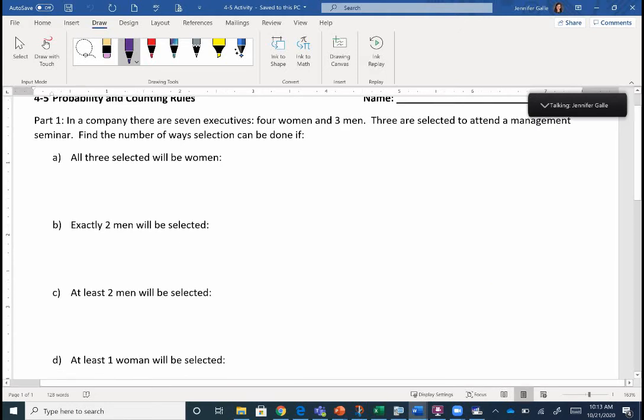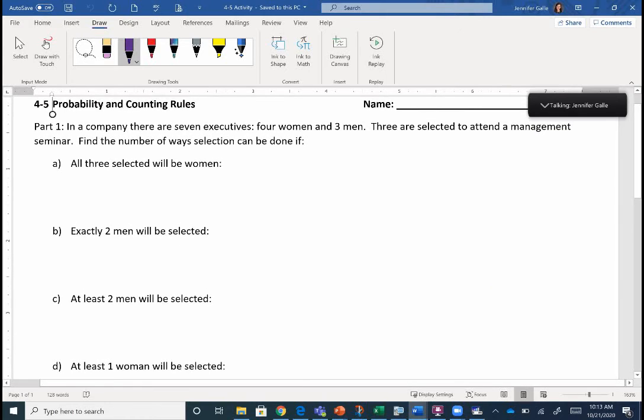So we have in a company, we have 7 executives. We have 4 women and 3 men. 3 are selected to attend a management seminar. Find the number of ways selection can be done, and then we have a few different instances. So here's what we have to think about first. If we are just selecting, so 3 are selected, find the number of ways selection can be done.